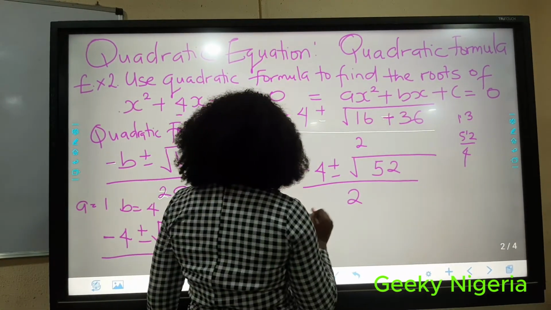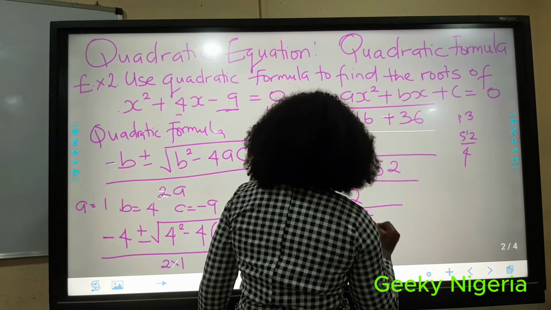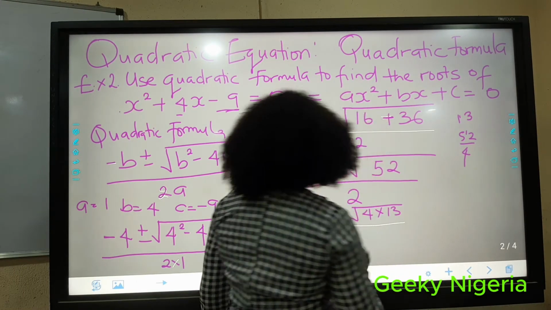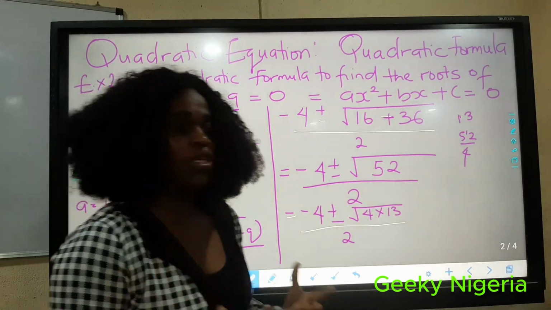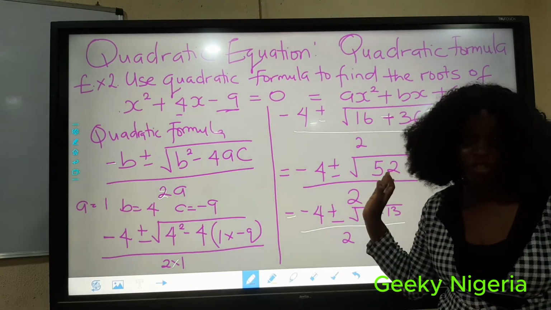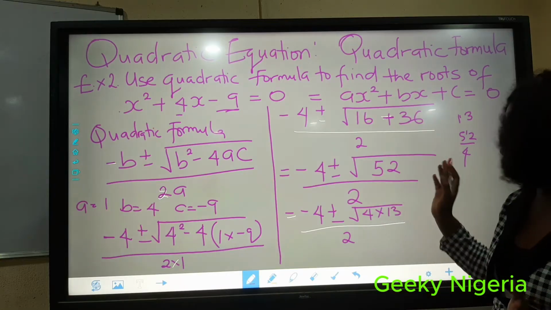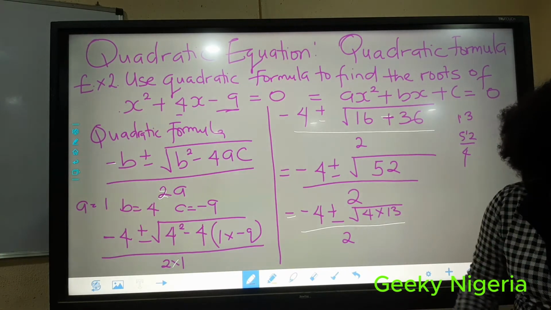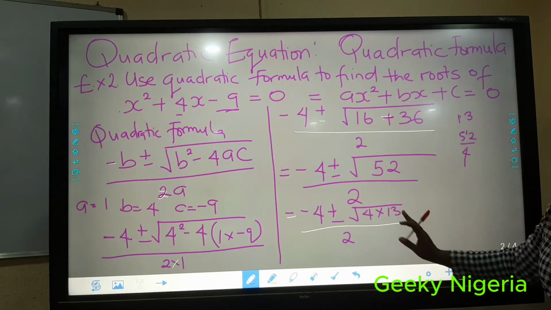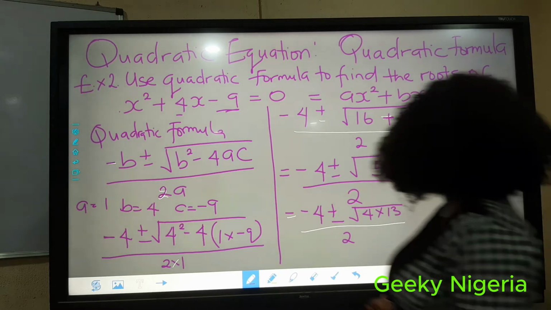So I'll be having this as minus 4 plus or minus the square root of 4 times 13 all over 2. Now the whole idea of this is to find something that is divisible by the number inside the square root, so you can easily find the square root and then reduce it further. If it's something like 13, you just have to walk straight. You cannot reduce that further, nothing can go into it that you can find the square root of easily. So here we did the math and we saw that 4 can go into it and we can find the square root of 4. That's why we went about it this way.